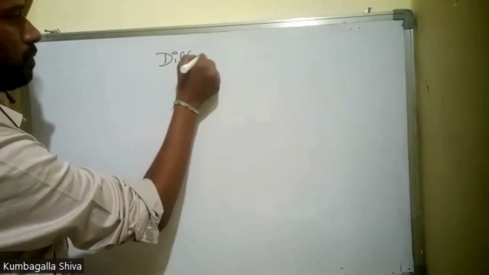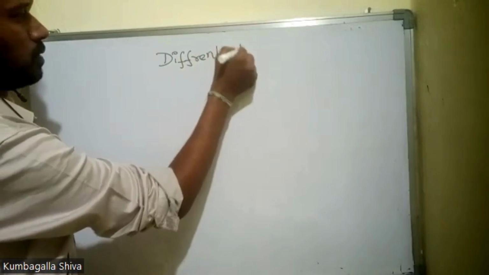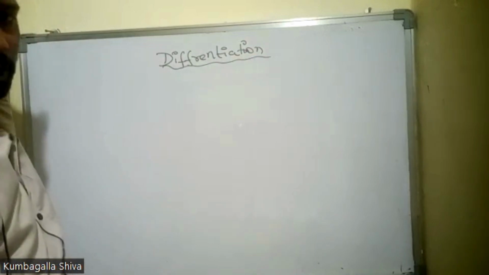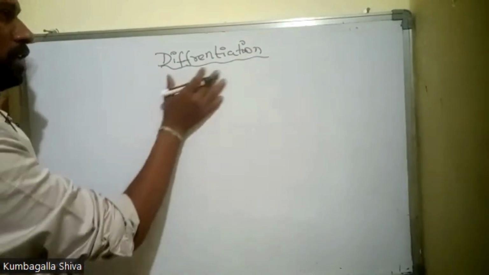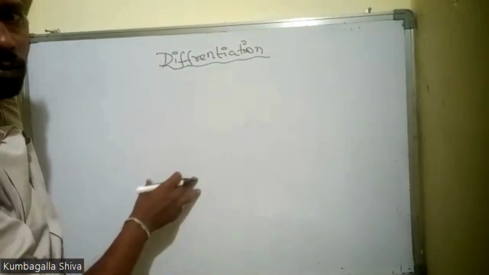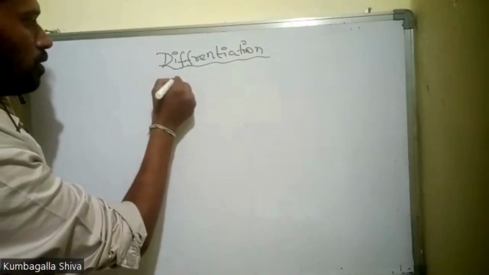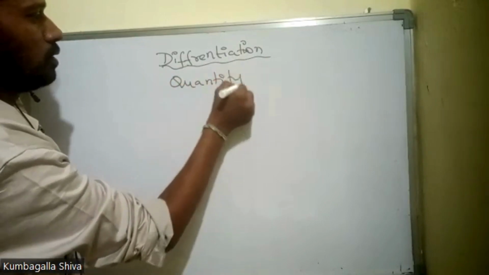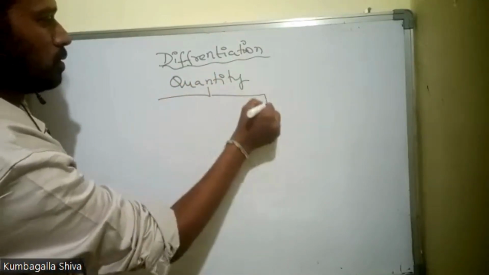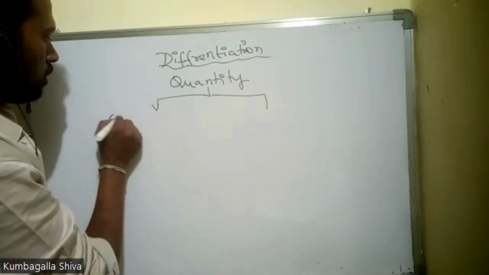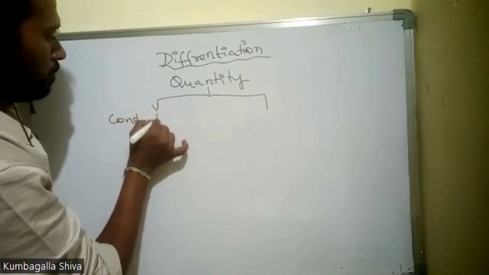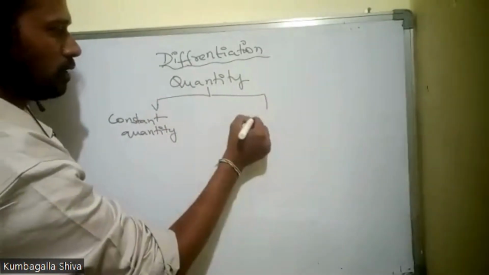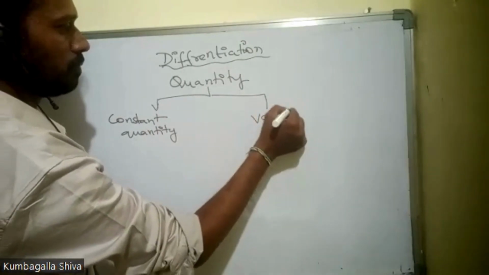Differentiation basics. Before starting the differentiation concept, we need to know some quantities. There are two types of quantity. Quantity is divided into two types. First is the constant quantity, and second one is the variable quantity.